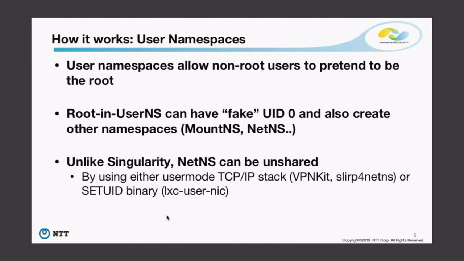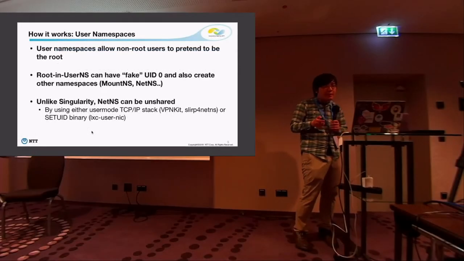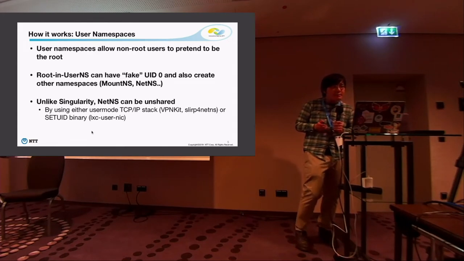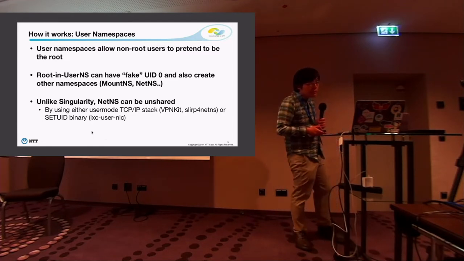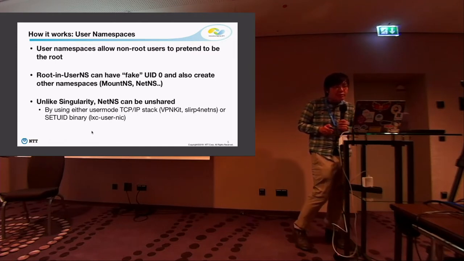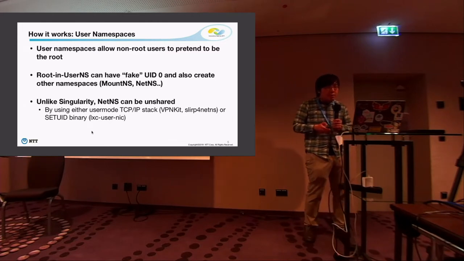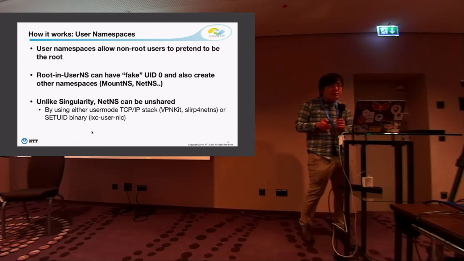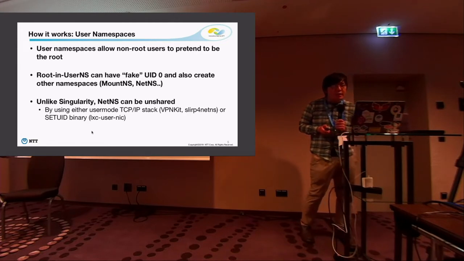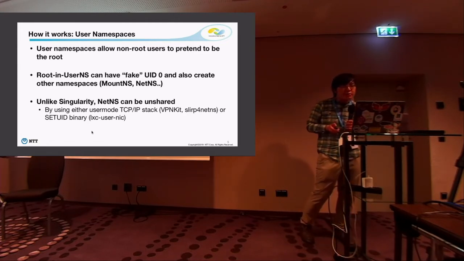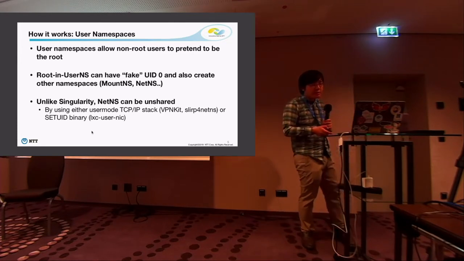Unsharing network namespaces is very important, even if you are not interested in separating the TCP/IP network, because without unsharing network namespaces, it's possible to break containers via abstract Unix sockets. And for unsharing network namespaces, we support both user mode NAT and real kernel mode NAT with a setuid binary. User mode NAT is completely unprivileged and very safe, but it has performance overhead. So for HPC environments, you probably want to use a setuid binary called lxc-user-nic from the LXC project to unshare the network namespace with a real kernel mode NAT.